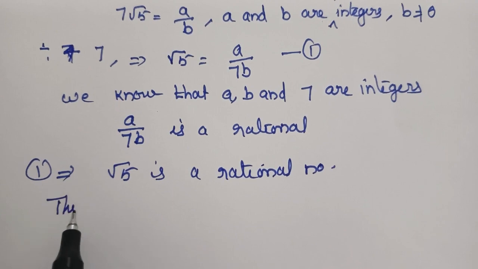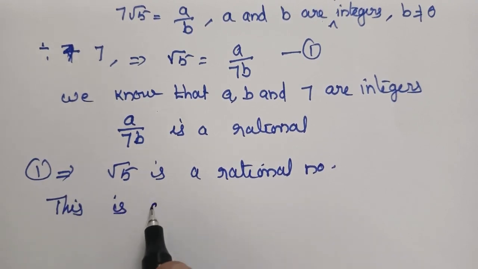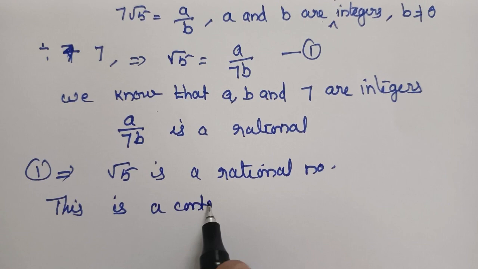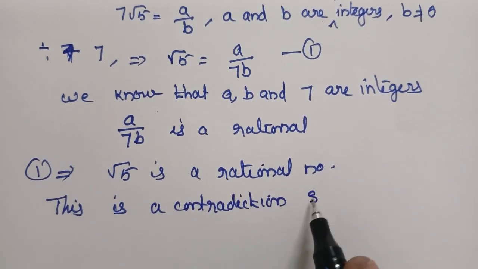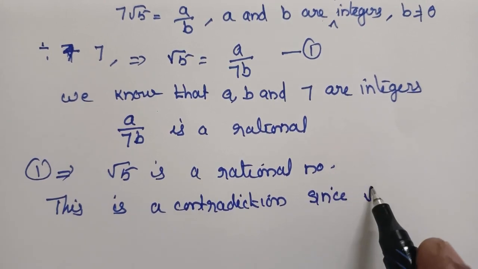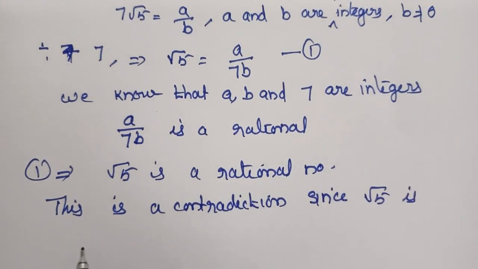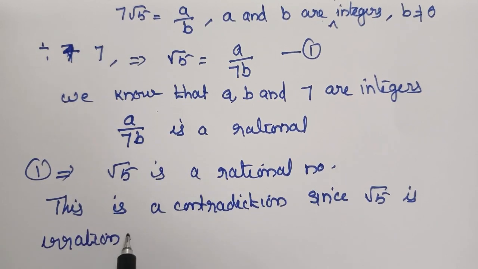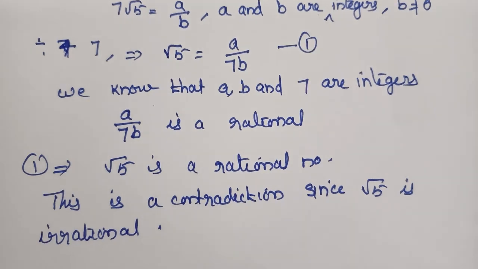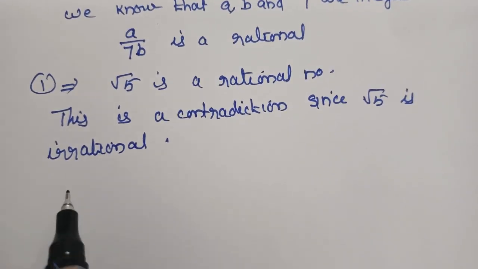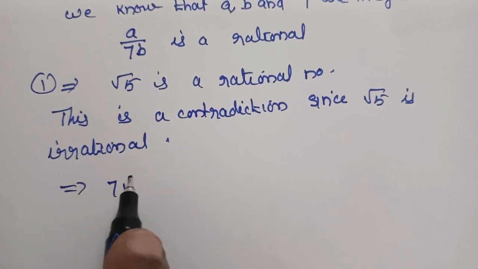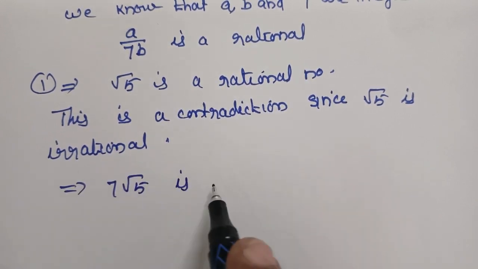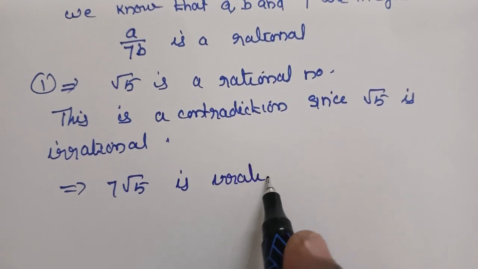This is a contradiction, since we know that root 5 is irrational. That implies our supposition is wrong. Our supposition was that 7 root 5 is rational, so 7 root 5 is irrational.